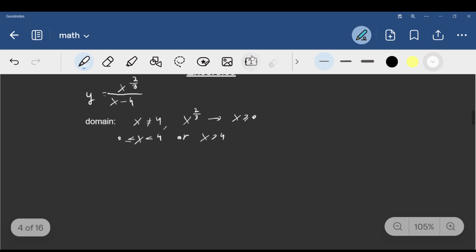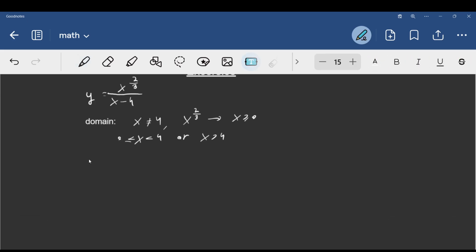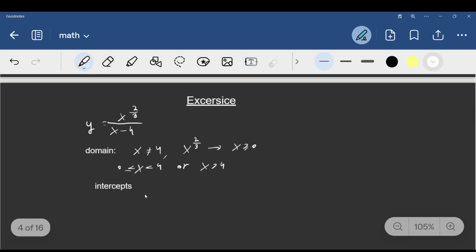Moving on to finding our intercepts. So let's see what happens when x is 0. When x is 0, the numerator of the function is 0. The denominator is minus 4. So in total, y is 0. And obviously, the same happens when finding out where y zeroes out. It happens where the numerator zeroes out, and that is, of course, when x is equal to 0. So the intercepts are 0, 0.